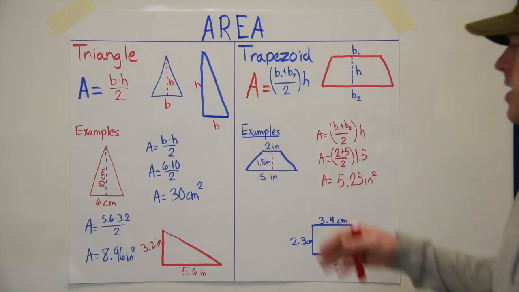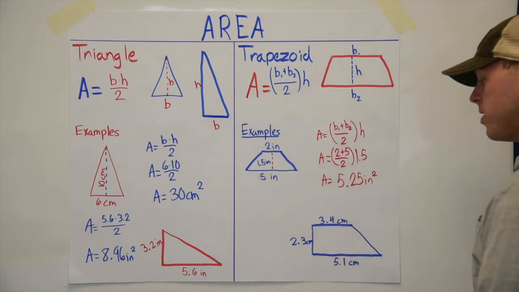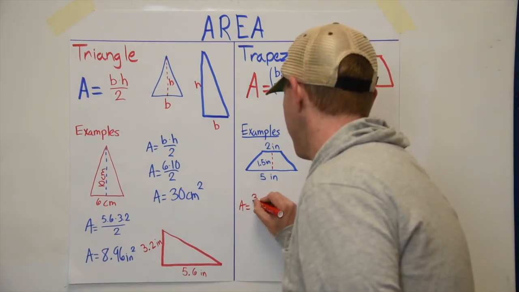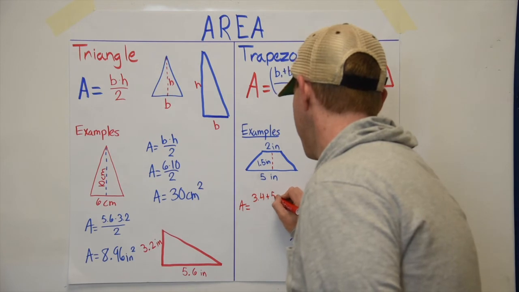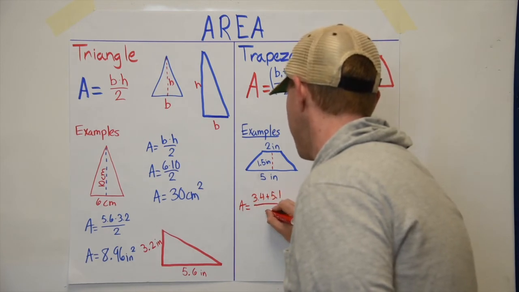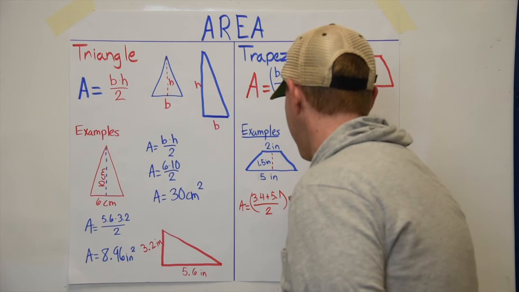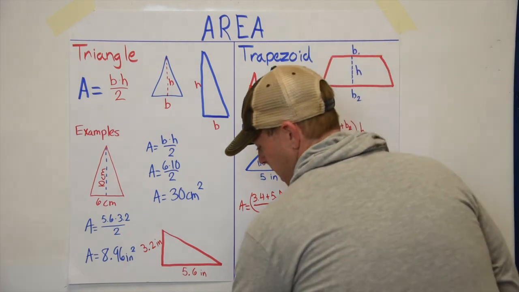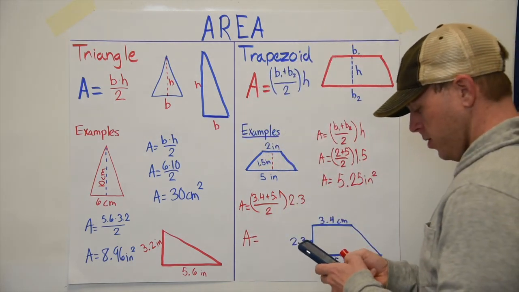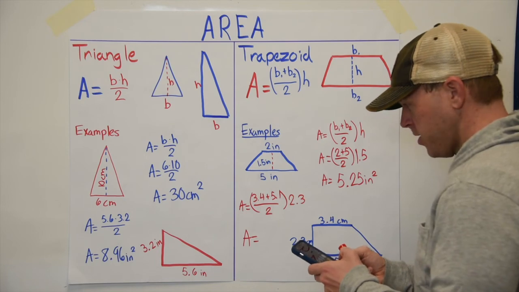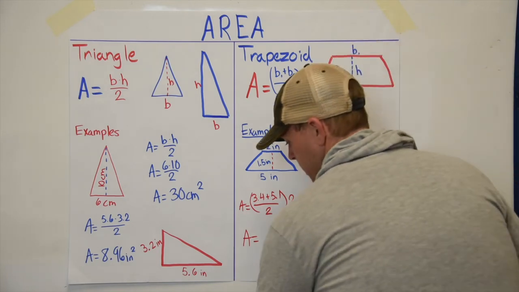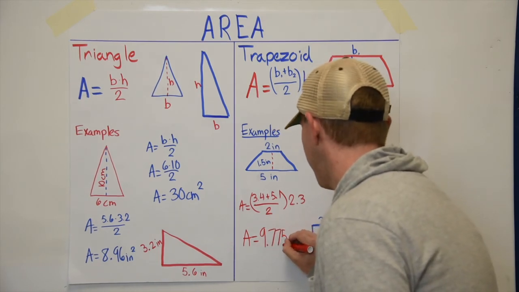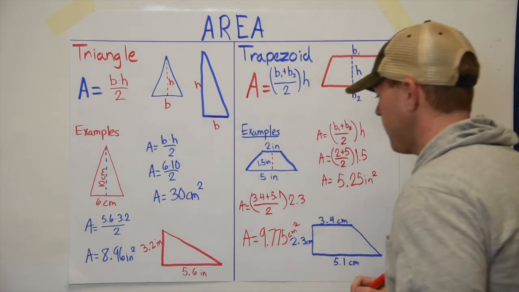Now this trapezoid, just like the triangle, sometimes they give you the height as part of the trapezoid. So we're going to do the same thing on this one. So area equals 3.4 plus 5.1. I'm going to divide that by 2, and then I'm going to multiply by my height of 2.3. Okay, so let's do a little math. So we do 3.4 plus 5.1, divide that by 2 times 2.3, and we get this decimal of 9.775 centimeters squared. I kind of ran out of room there.